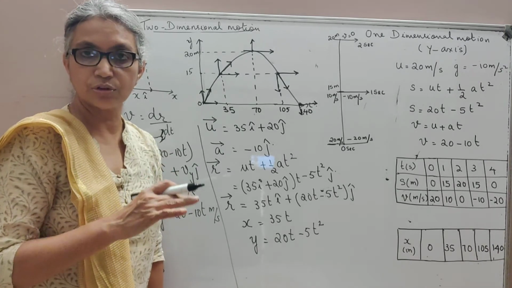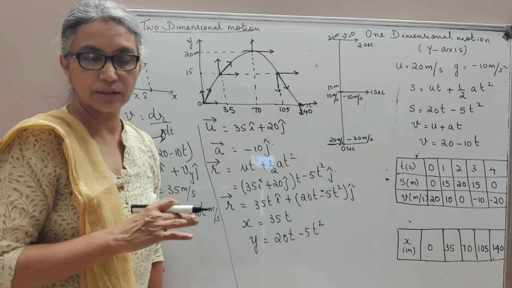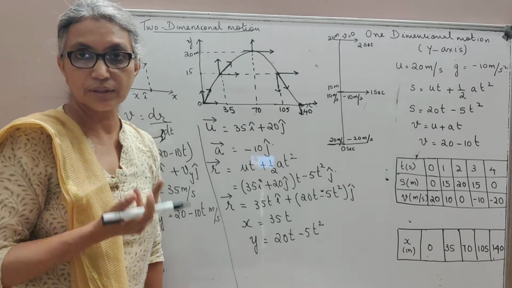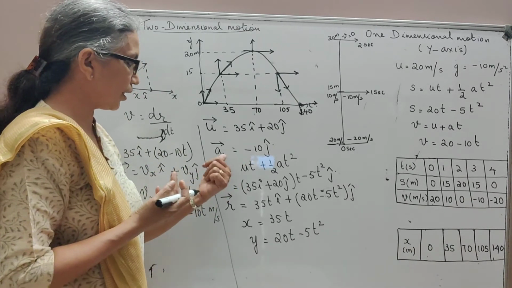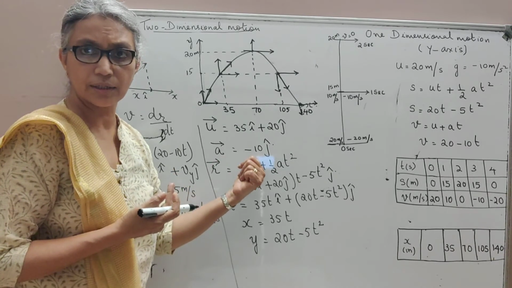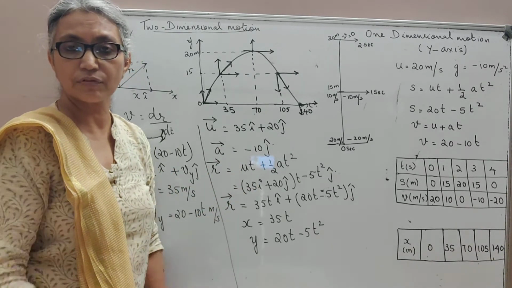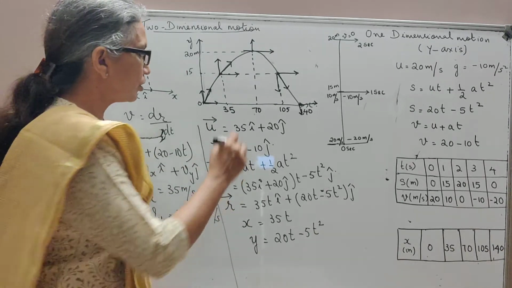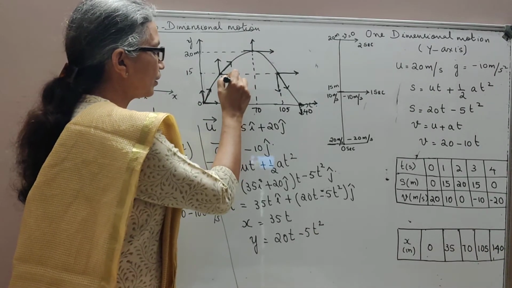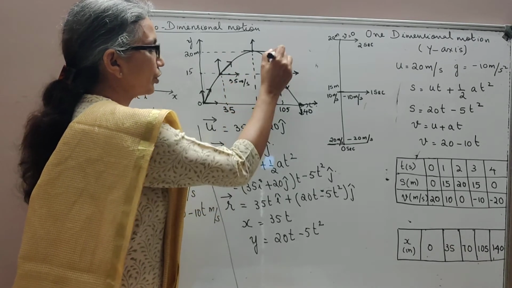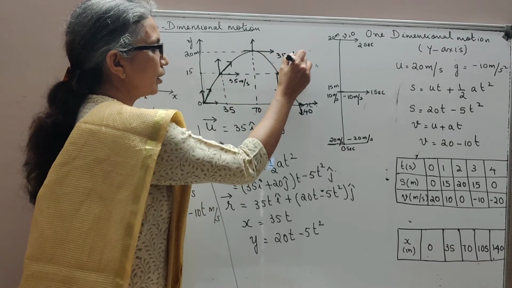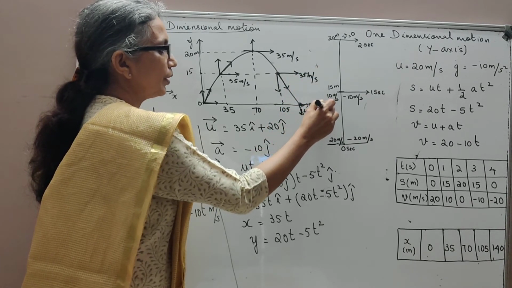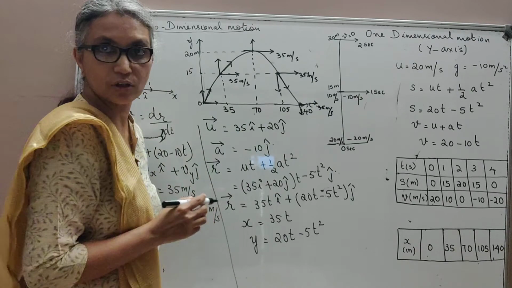Because initially I told you, we were taking a case where there is no acceleration, no force along the x-axis. So since there is no force along the x-axis and the acceleration was only along the y-axis, the body must maintain a constant velocity in the x-axis. The x component must remain the same. So at every instant, this will be 35 meter per second, no change. 35 meter per second, this will be 35 meter per second, and here also this will be 35 meter per second. No change at all in the x component.